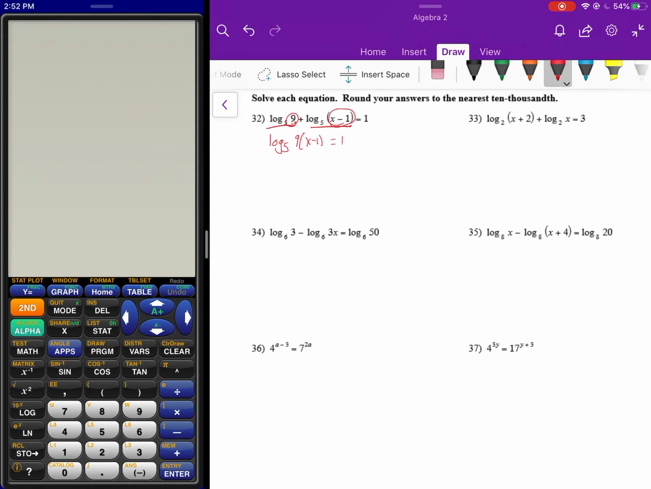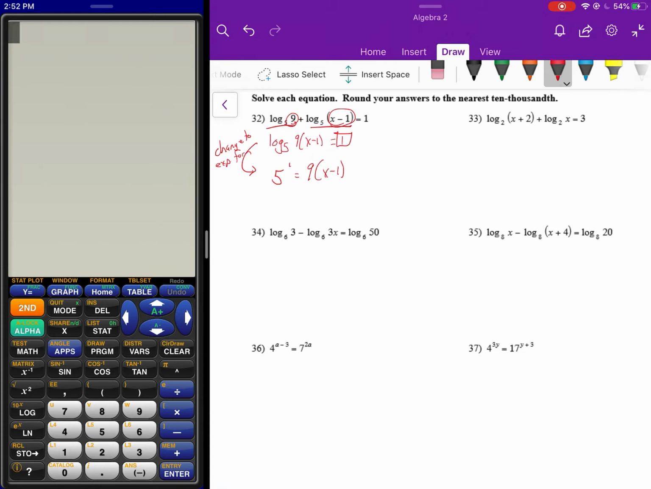We want to condense the left side, and in fact, if you can condense both sides, you do that. In this case, it's just a 1. You can't condense it anymore. So the step that we're going to do now in this one, which you will also do in 33, is change to exponential form. The reason you change to exponential form is because you have this constant over here. So this will be 5 to the first equals 9 times x minus 1.